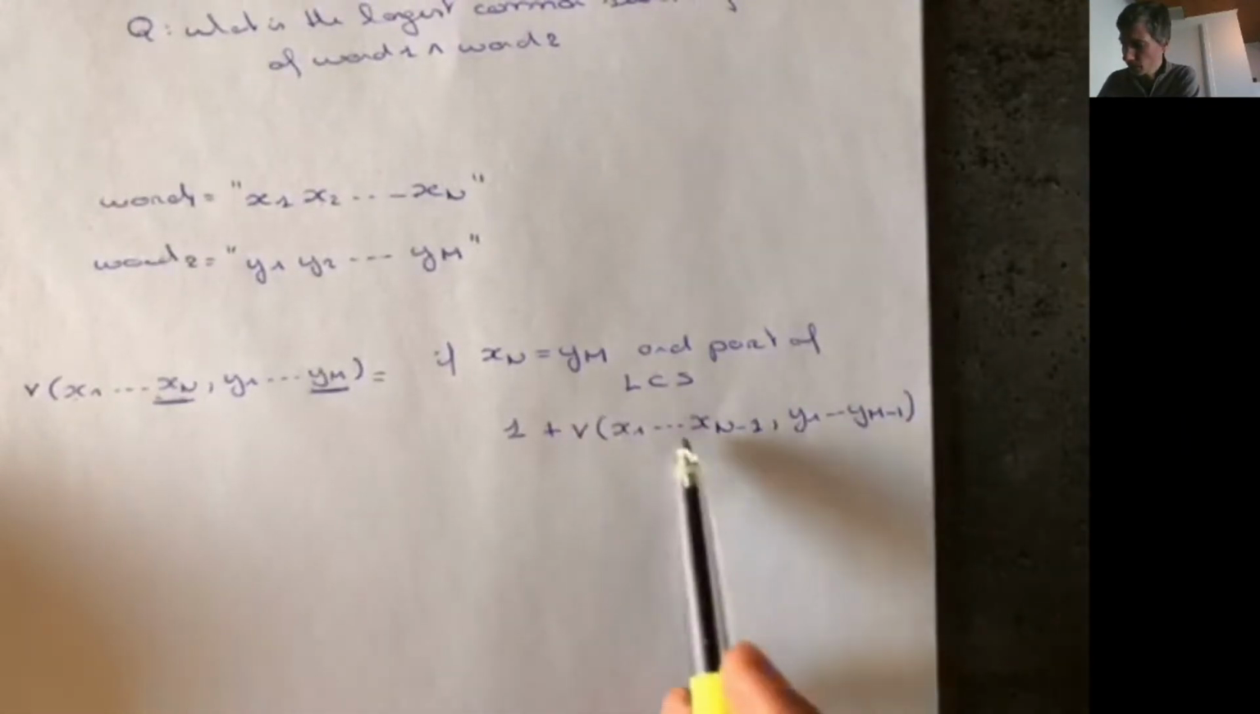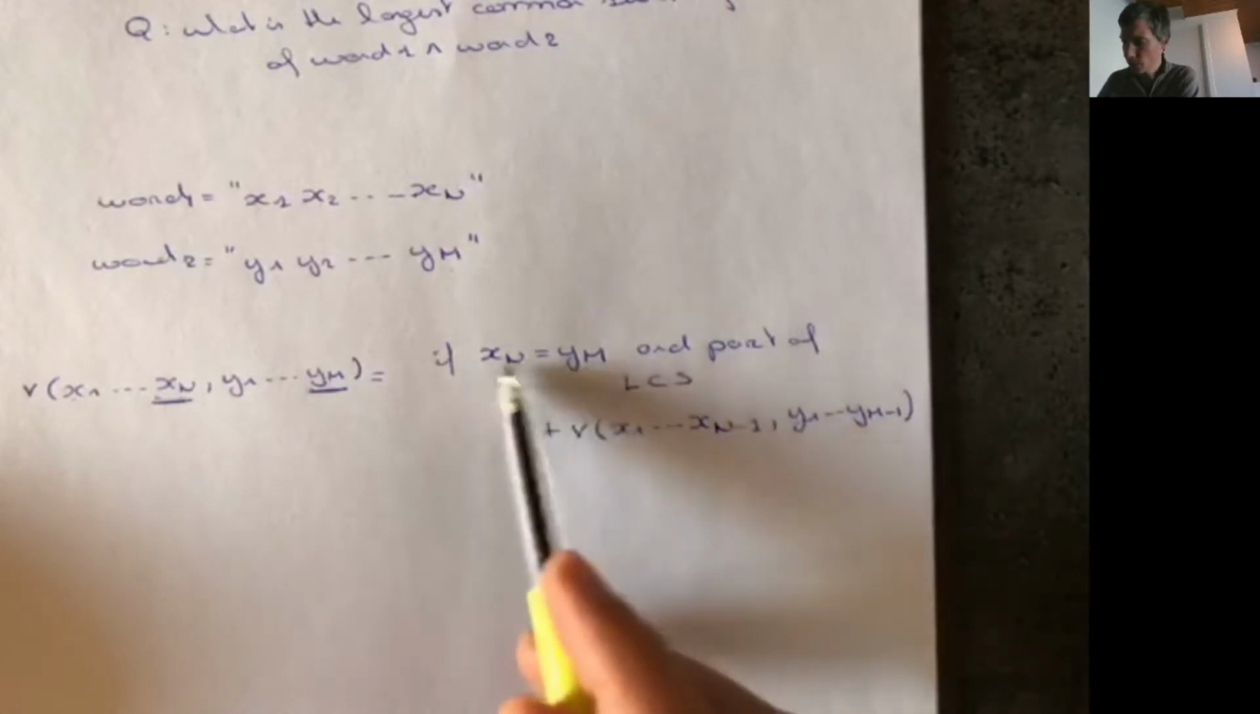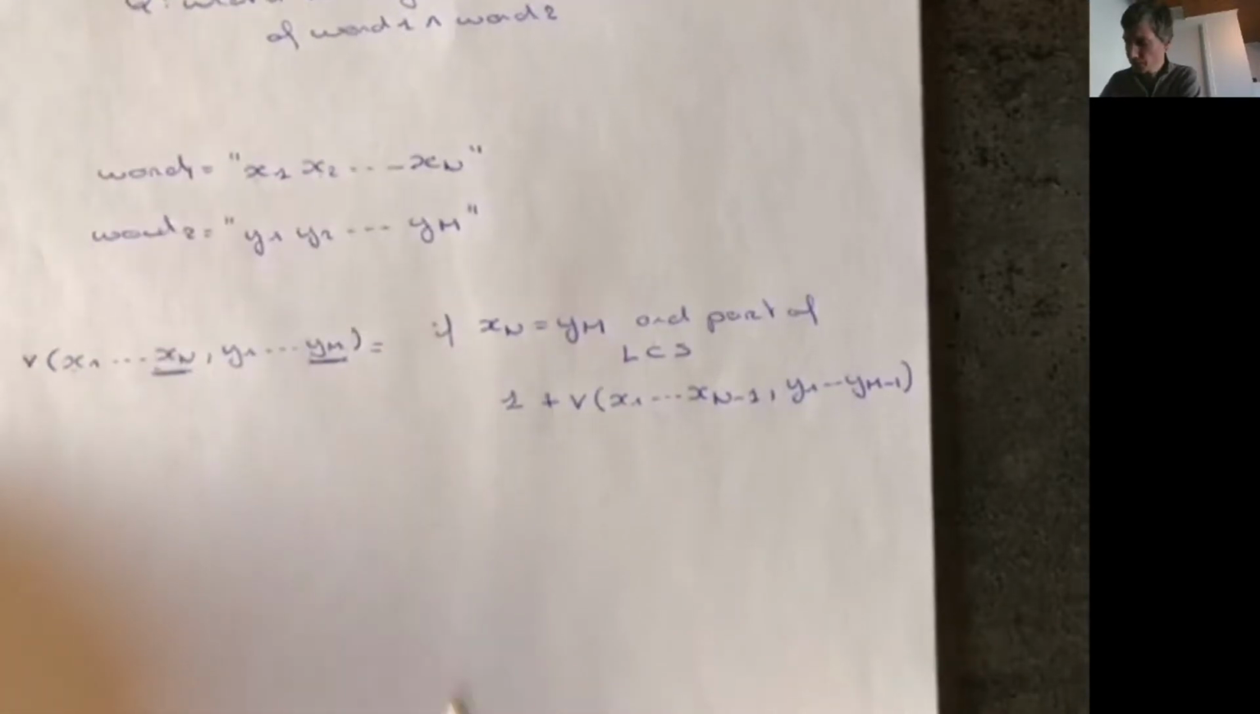So this is now my smaller problem. I take the longest common substring of these two words and I add 1 because the last letters are also the same.